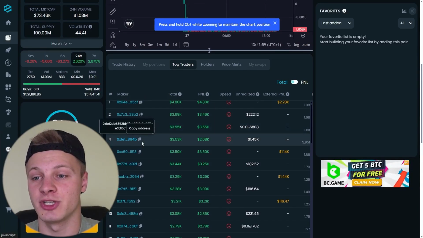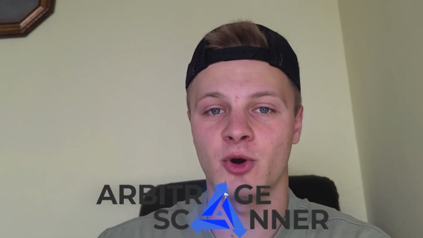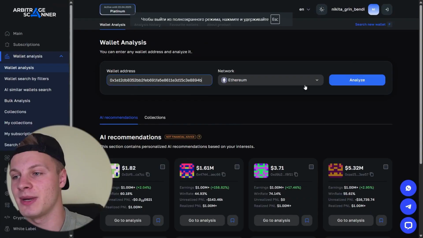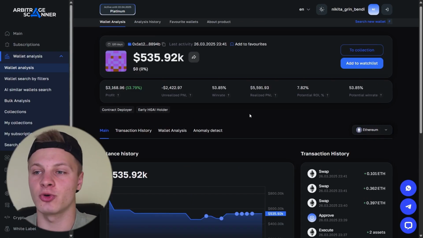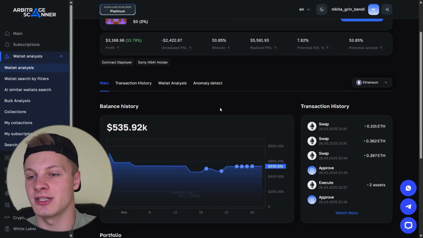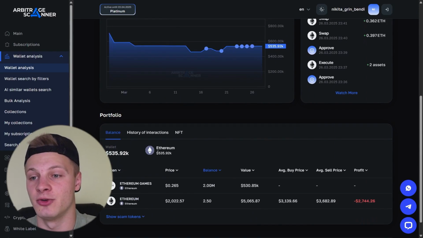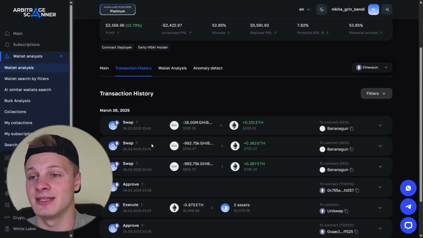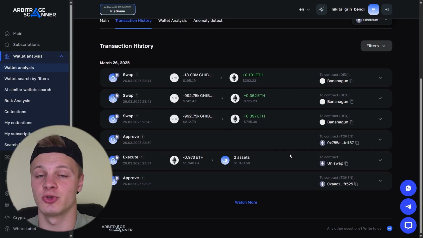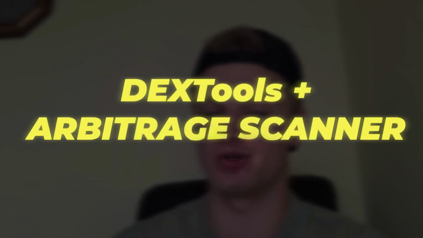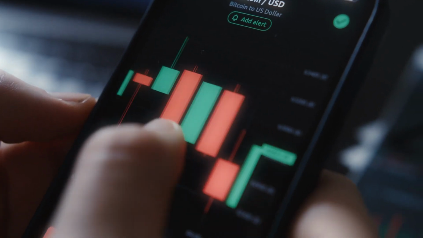For example, we copy this wallet, go to the Arbitrage Scanner, open the Wallet Analytics tab, click here, paste it and select Analytics. It shows us this wallet's win rate, how much it has earned, and you can view its balance and balance history. Right now it has nothing except Ethereum. And other transactions it has made, that is the transaction history to see what it did, which tokens it bought and which tokens it sold. Thanks to these two tools, DexTools plus Arbitrage Scanner, you can find people who have made transactions on-chain.